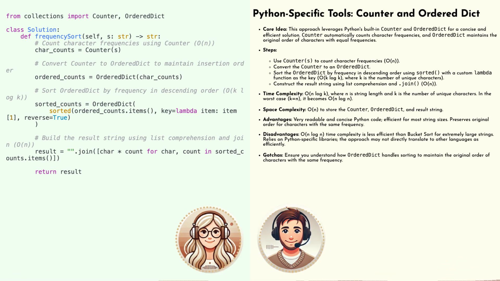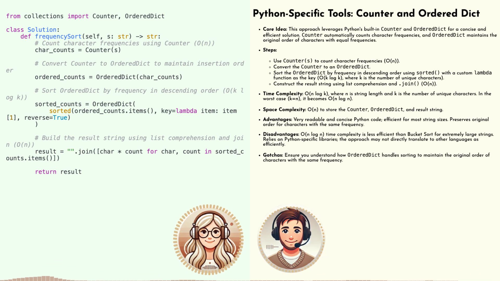But what about OrderedDict? Where does that fit in? Ah, that's where things get a little more nuanced. Sometimes you care about the order of characters that have the same frequency. Oh, right. Like in our tree example, both E and T appear twice. Exactly. If we just use a regular dictionary or even Counter, we might lose track of which came first in the original string. So we might end up with, like, eat instead of tree.